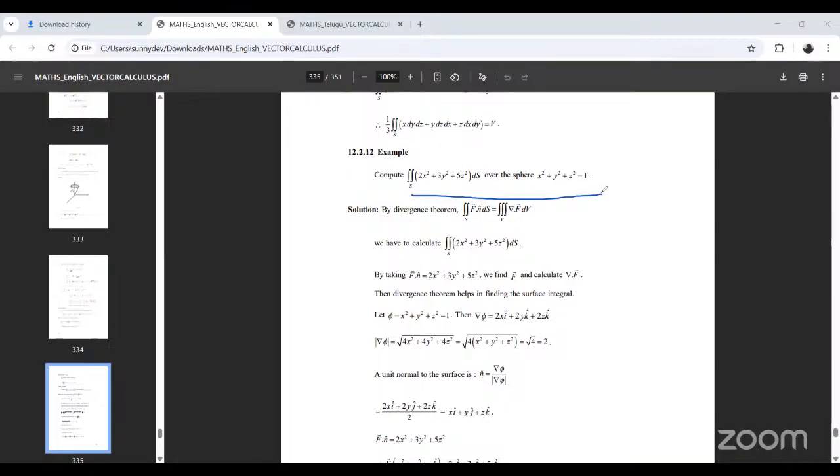Then, by the divergence theorem, the integral of f dot n into ds equals the integral of divergence of f into dv. So this value is f dot n, and from that f dot n we need to find f. From there, we need to find the divergence of f.